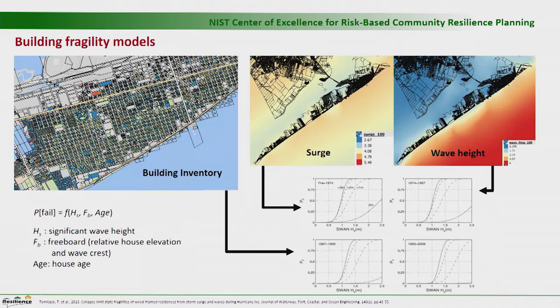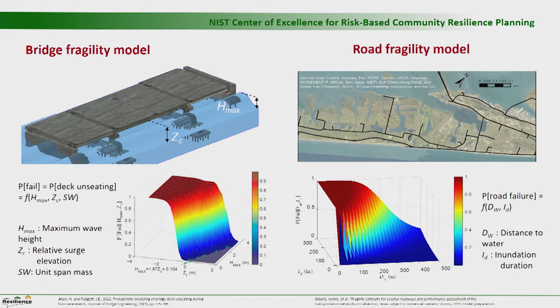those structures. For this particular example, the predictors that are employed include things like significant wave height, freeboard for the house, and characteristics of the structure like the age of the house. For the transportation system, we're looking at components such as bridges and roadways, considering the unseating potential of bridges when subjected to surge and wave, or looking at the washout of coastal roads when exposed to surge and flood events.